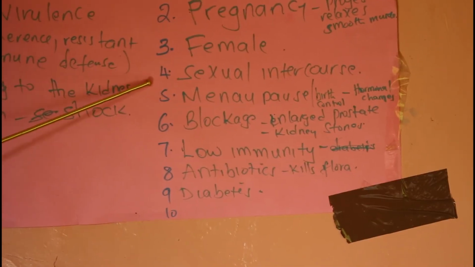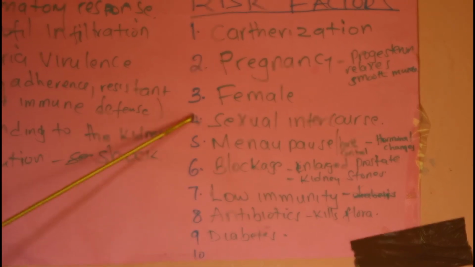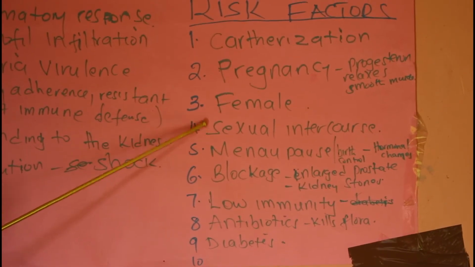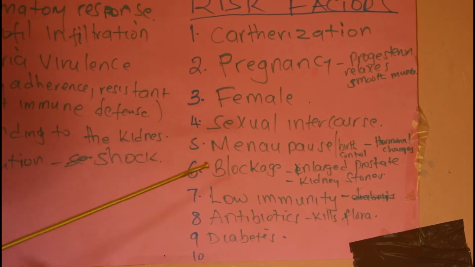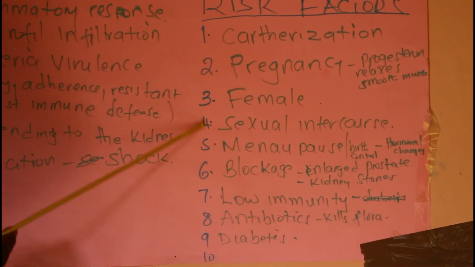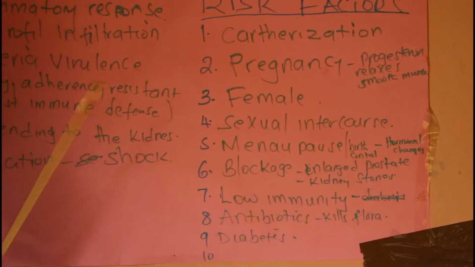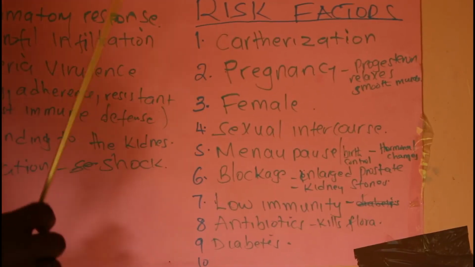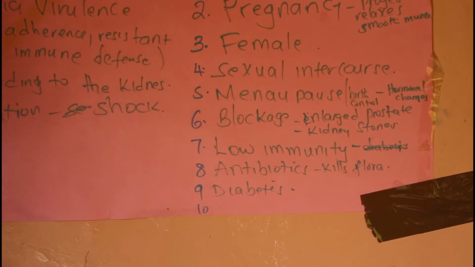So the fourth point here is sexual intercourse. Sexual intercourse promotes the introduction of microorganisms into the urinary system. Another point here is the hygienic factors. Most people, when they engage in sexual intercourse, use their hands in the process of foreplay. So when you don't observe hygiene in your hands, you can also introduce microorganisms into the urinary system and cause UTI.